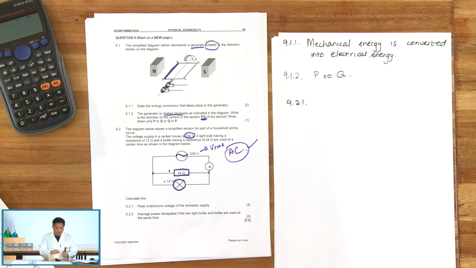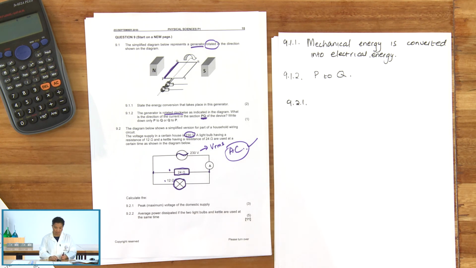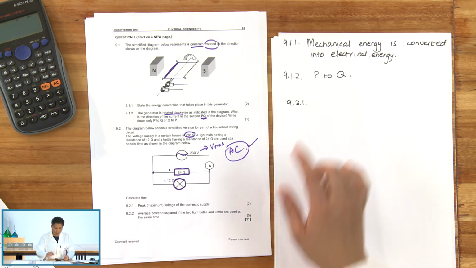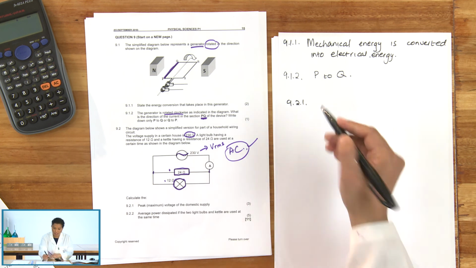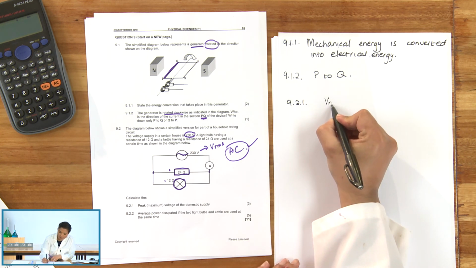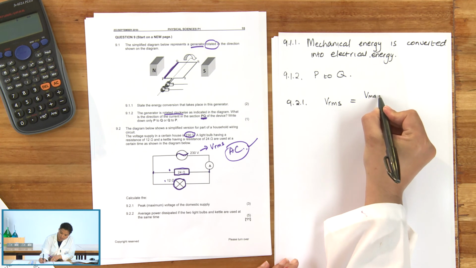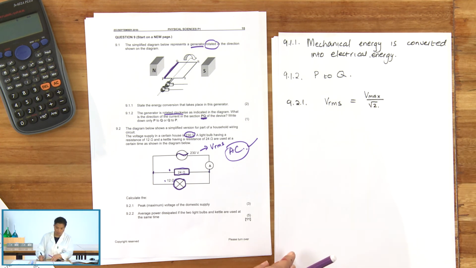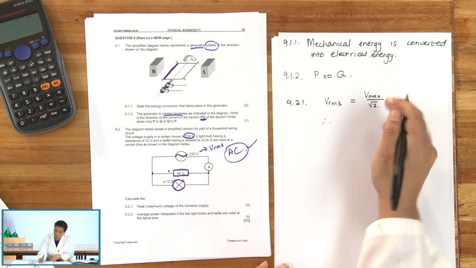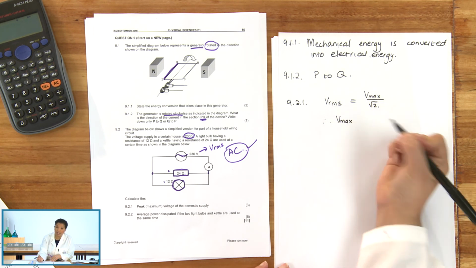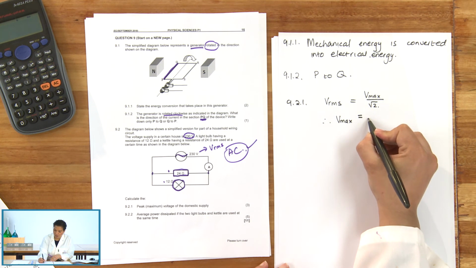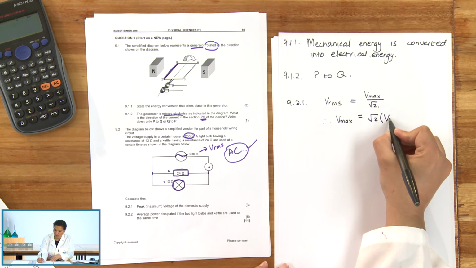We need to calculate the Vmax, or the peak voltage, or the maximum voltage for the domestic supply. And we know that Vmax and VRMS are related in the equation VRMS equals Vmax divided by square root 2. We have VRMS, and so we can use the formula VRMS equals Vmax divided by square root 2. We need to calculate Vmax, so therefore Vmax becomes the subject of the formula. And I've got square root 2 times VRMS.